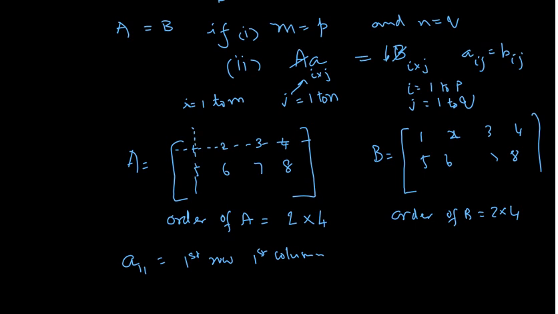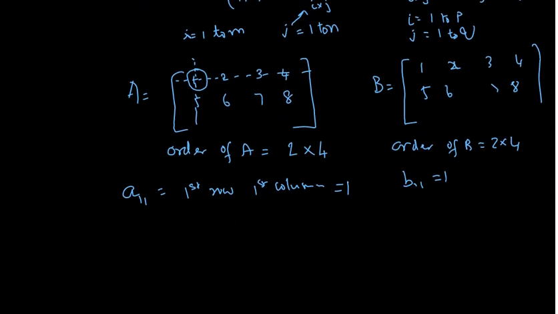And I take now randomly another one, 24. That means second row, fourth column. This is the second row, fourth column. That means this is equal to 8. Here B24 is also 8. Therefore they are equal. Obviously you won't get this silly question in the exam: check whether these matrices are equal or not.